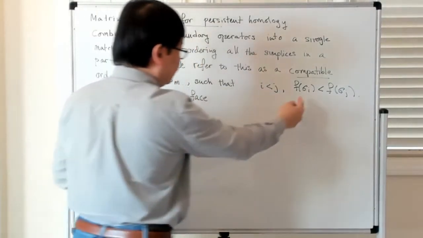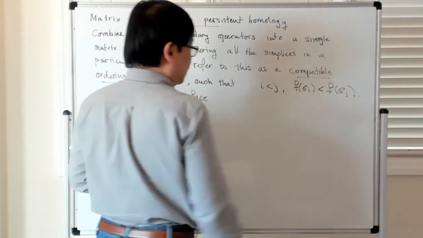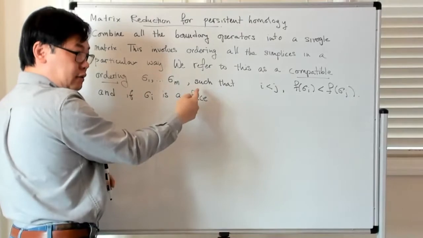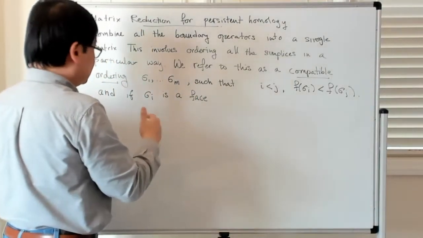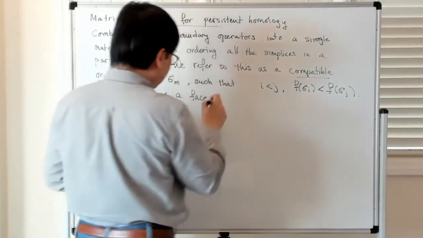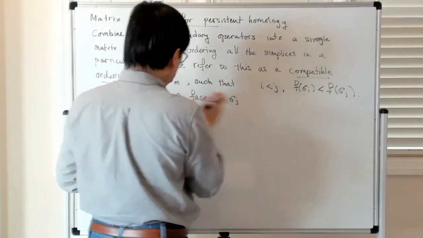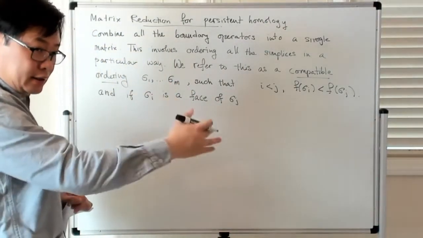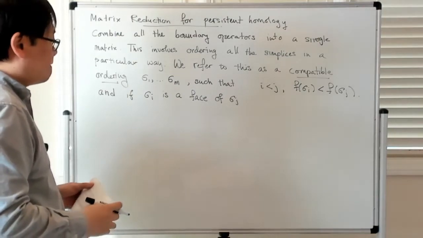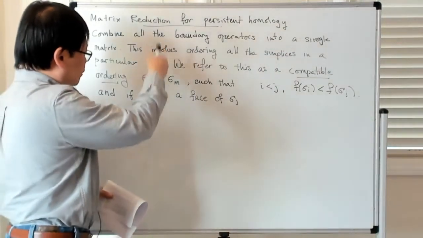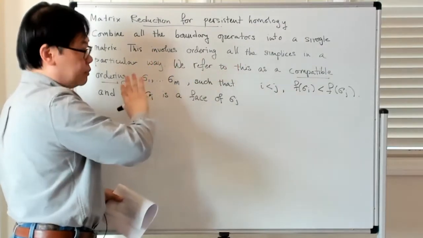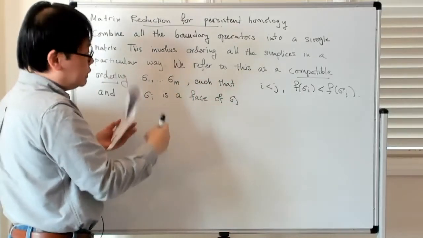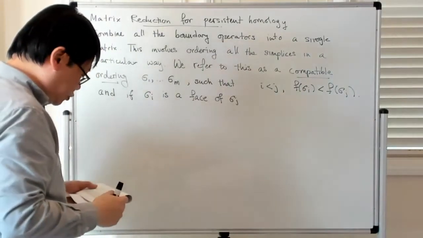So that means if the value associated to sigma i is less than the value associated with sigma j, then sigma i has to appear earlier in the sequence. And the second thing is that if sigma i is a face of sigma j, then sigma i has to appear earlier than sigma j in this ordering of the simplices. The idea, as I said, is that if you were to truncate this enumeration of the simplices at any point, you would get, A, a simplicial complex, and B, it would be compatible with this filtration.